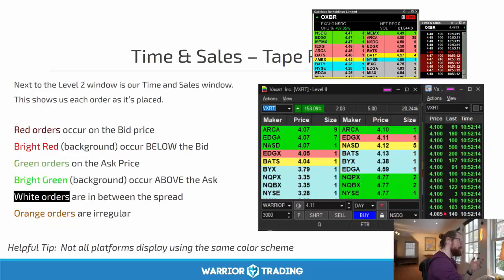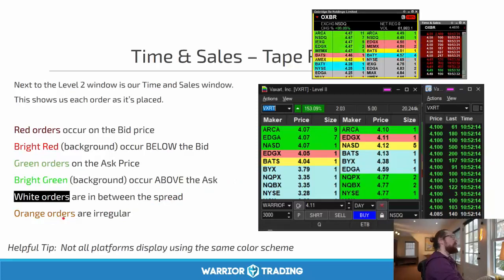So how does an order occur between the spread? Well, it can occur in a couple of different ways. It could occur from someone buying and someone selling at the same moment and their order getting matched. It could also occur from someone actually having a hidden order, and we'll talk about that in a moment.